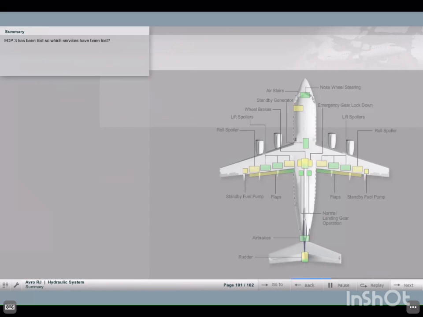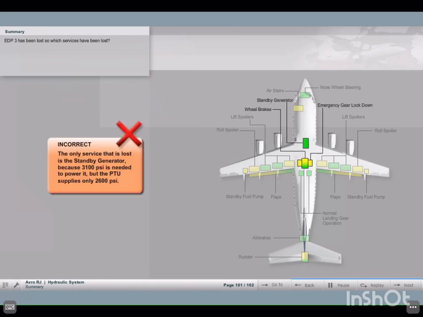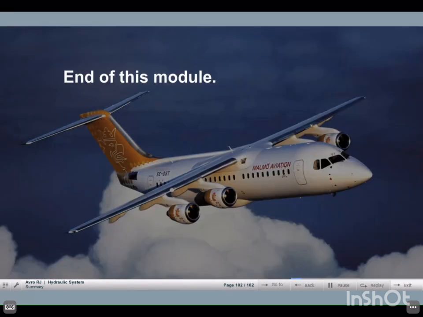EDP3 has been lost, so which services have been lost? Click on the correct services. No, try again. Congratulations! You have now completed this module.